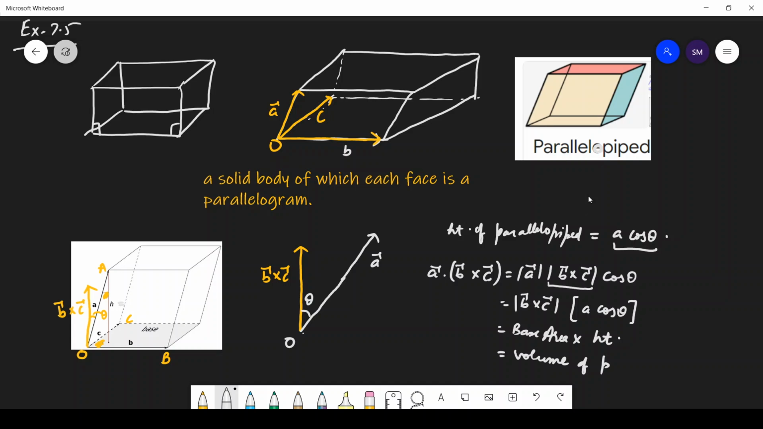So here it is O, okay. So parallelepiped, P-A-R-A-L-L-E-L-O-P-I-P-E-D. Note it down.